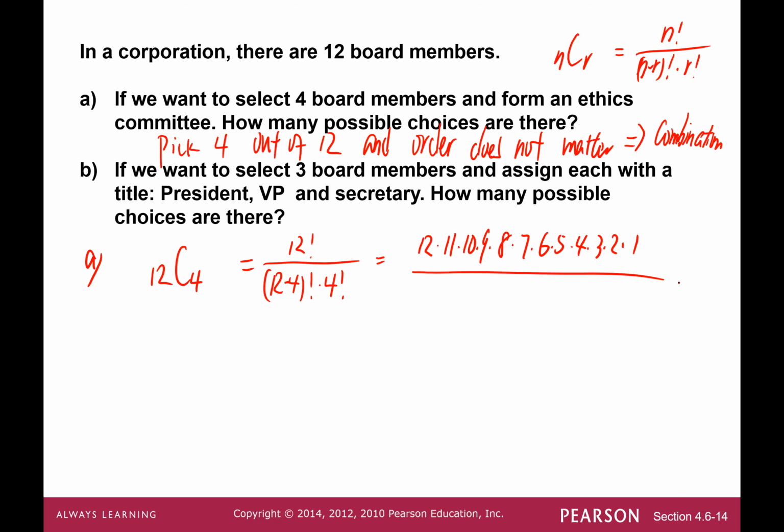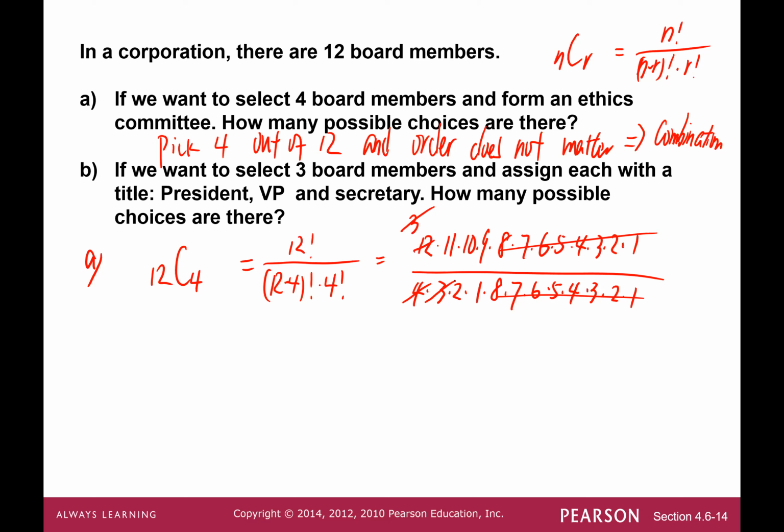And we know a factorial, this is a factorial, a times 7. And we also have 4 factorial, so 4 times 3 times 2 times 1. Okay. And we know everything after 8 gets cancelled. They are the same. And then we get a 4 goes into 12 3 times.